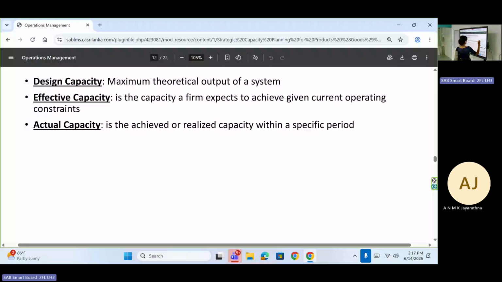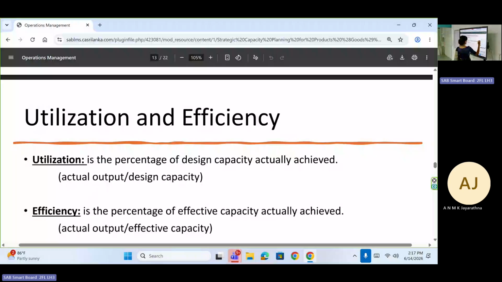Let me write down this. You also have to write down these two formulas. First, write down utilization rate.